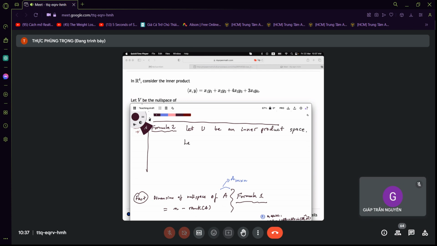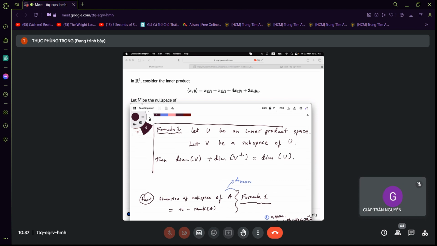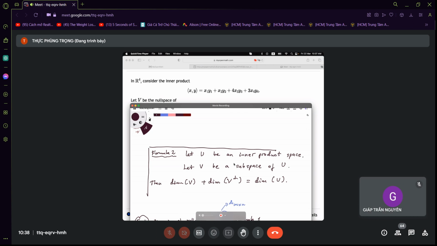Let V be a subspace of U. Then we had that the dimension of V plus the dimension of V orthogonal is equal to the dimension of U, the base space. Do you remember the definition of V orthogonal? Let me remind you what the definition of this is.